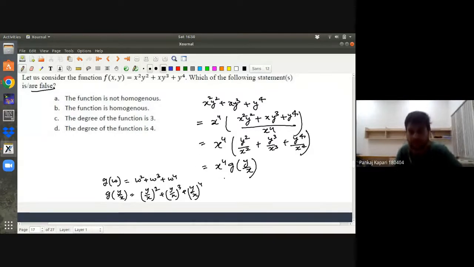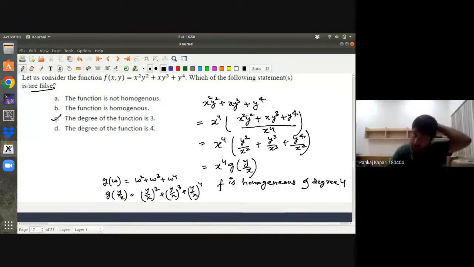Okay, so let's write the conclusion. The conclusion is f is homogeneous of degree 4. Okay, so which options are false? Option C is false. This is false, that the degree of the function is 3. It is false. The function is not homogeneous is also false. These are true statements. Okay, so false, true, false, true.